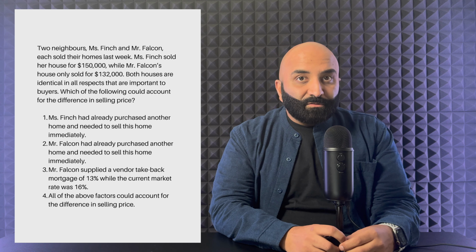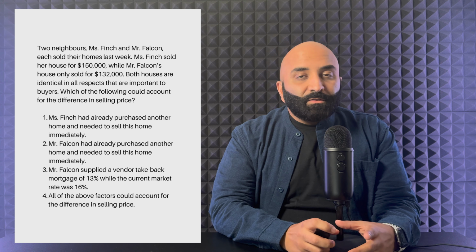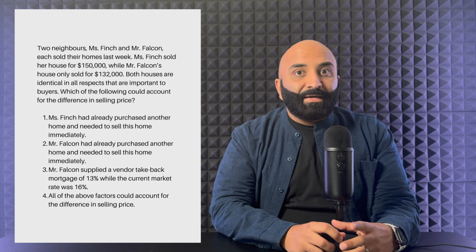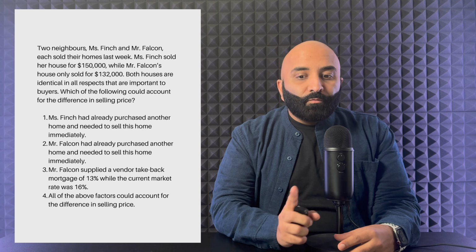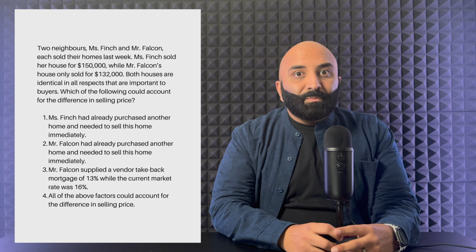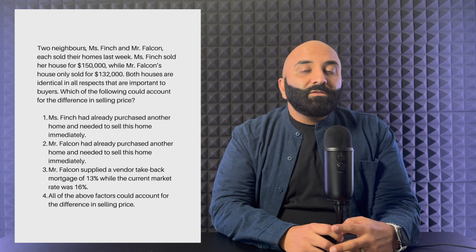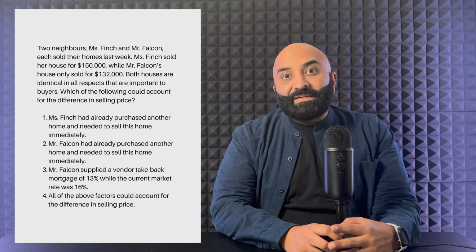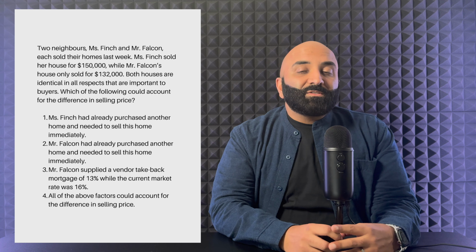So, two identical homes, as close as humanly possible. All homes are unique, but these are as close as humanly possible. So don't fall into the trap of thinking that one has a better view than the other or a better floor plan or something like that. It says very clearly here, all respects that are important to buyers. So they are as close as humanly possible in all characteristics. Then why would Ms. Finch have got more than Mr. Falcon? What could lead to Ms. Finch getting more, or what could lead to Mr. Falcon getting less? So let's think about again those key items that can affect selling price.